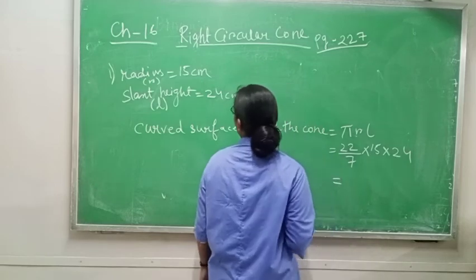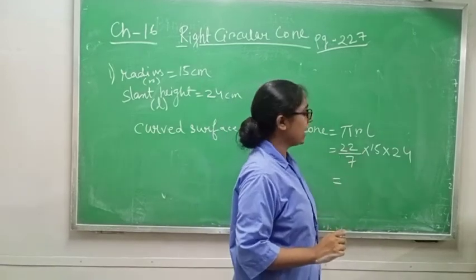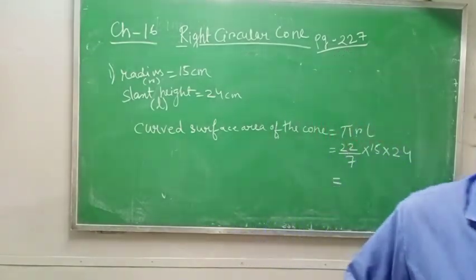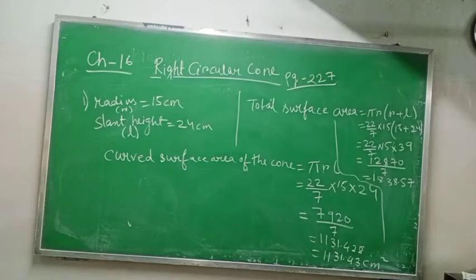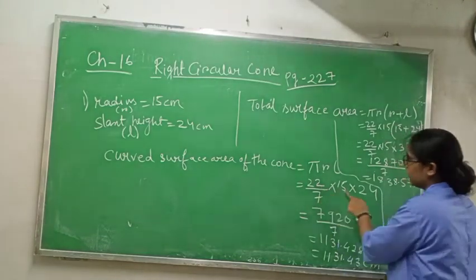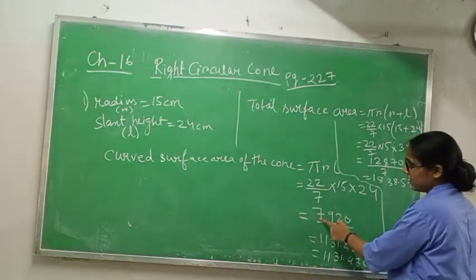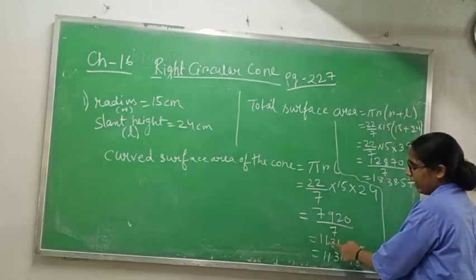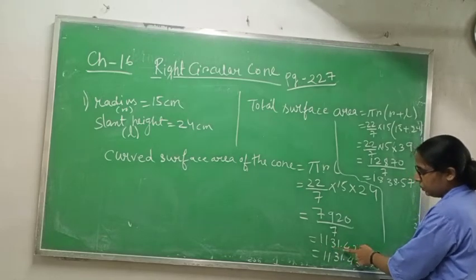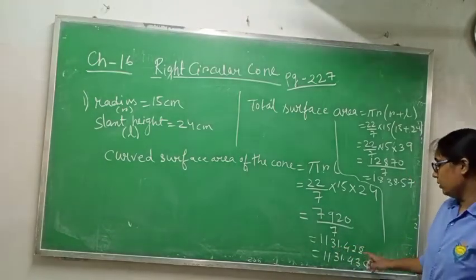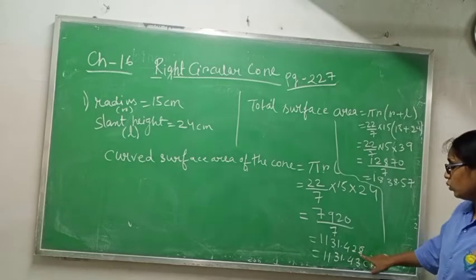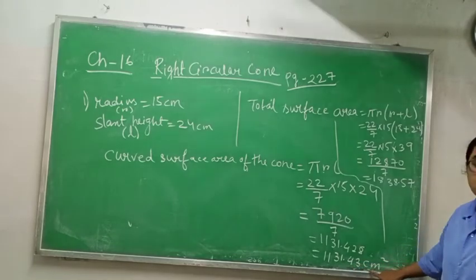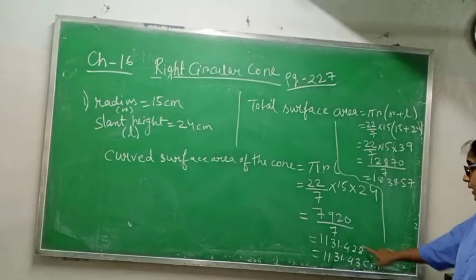Now please multiply this, because nothing will cancel here. How much are you getting? Please tell me. After multiplying 22 into 15 into 24, I am getting 7920 divided by 7. When I divide these two, I am getting 1131.482. If you round off, you can write 1131.43 centimeters square. Means curved surface area you are getting this much.